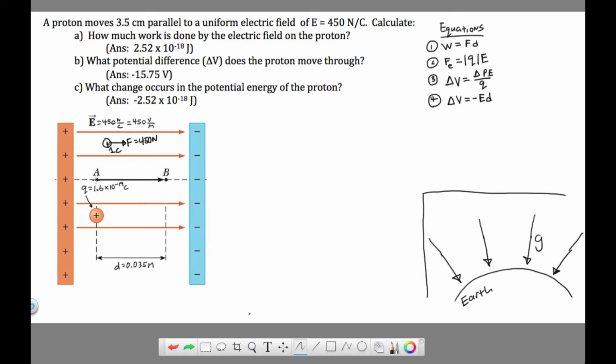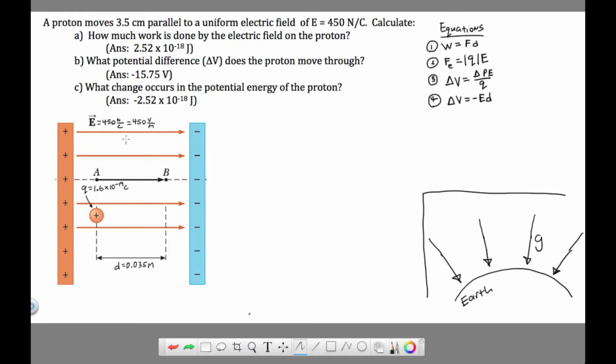Let's just say hypothetically that point A and point B are 1 meter apart. So the electric field being 450 volts per meter, that means that the potential difference would be 450 volts. So if point A and B were 2 meters apart, then the potential difference would be 900 volts. So volt per meter and Newton per Coulomb: Newton per Coulomb is a force perspective, and volt per meter is the energy perspective. All right, so let's take a look at the questions.